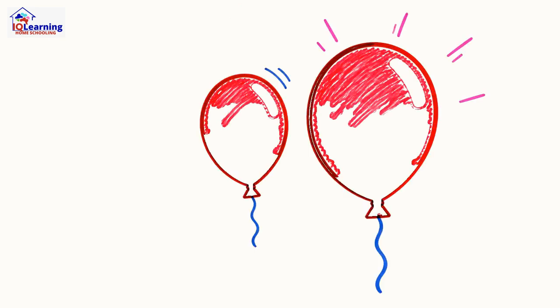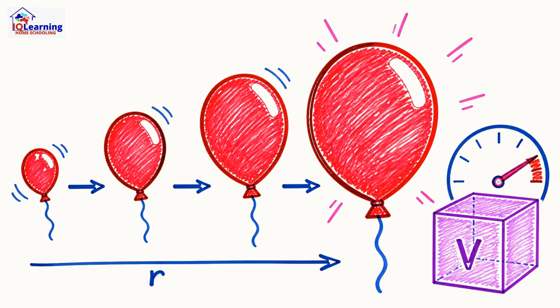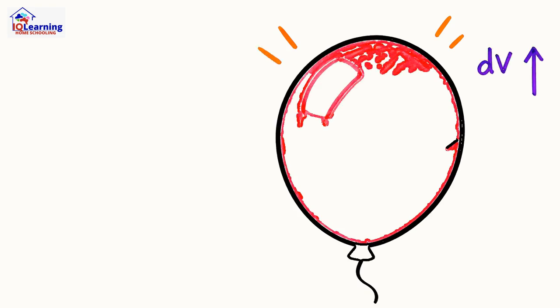Now, imagine inflating a balloon. As the radius grows, how fast is the volume increasing? They are connected. Using the chain rule, derivatives link these related rates.